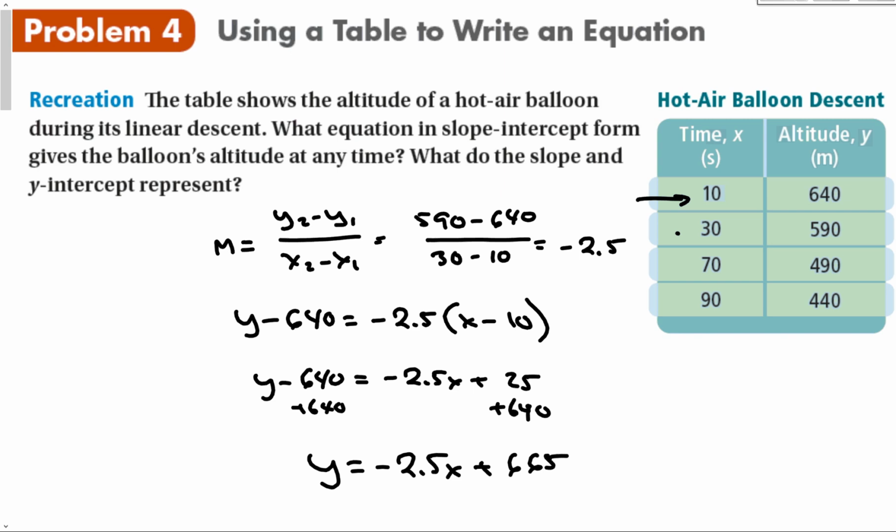And what do the slope and the y-intercept represent? The slope represents rise over run, meters per second. Negative means we're going down 2.5 meters per second. 665 is where we started. That represents the initial altitude of the balloon in meters.